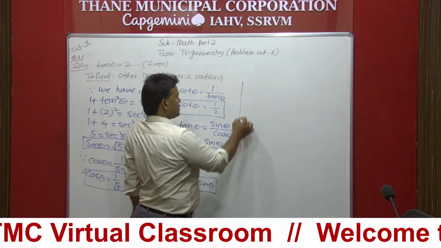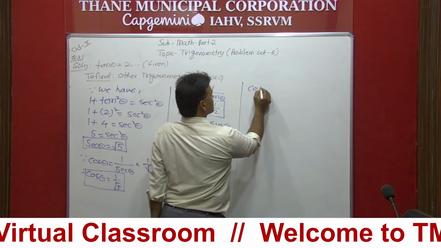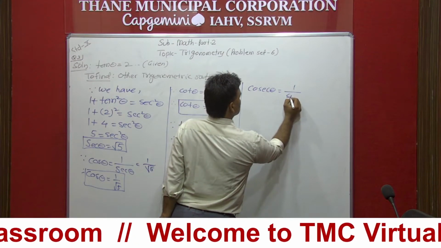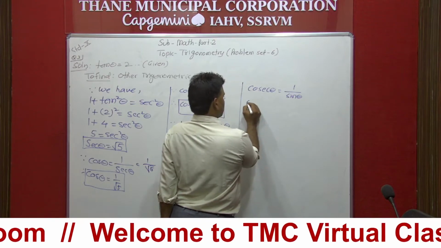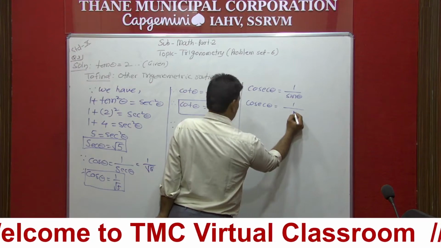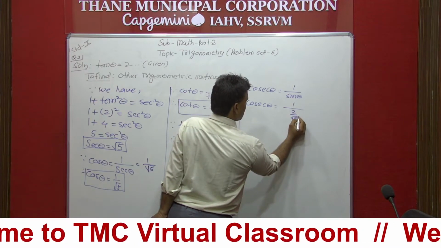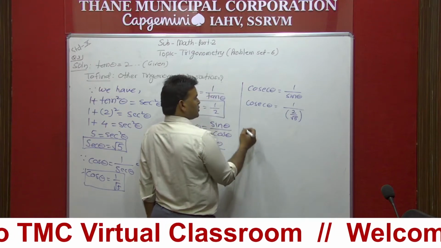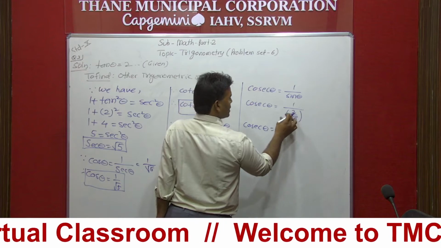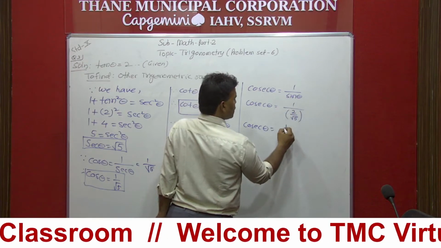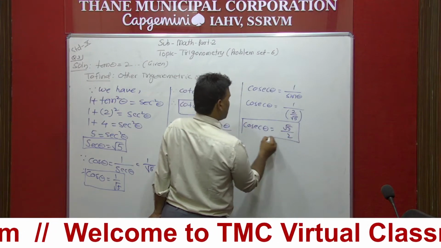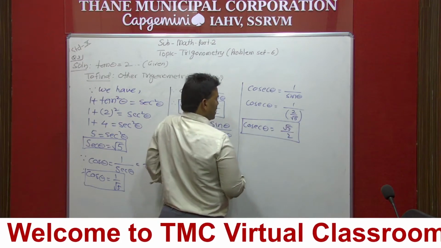The next step is cosec theta is equal to 1 upon sin theta. Cosec theta is equal to 1 upon sin theta, which is 1 upon 2 upon root 5. So here cosec theta is 1 upon 2 upon root 5. जब मैं ऊपर शिफ्ट करूंगा, reciprocal हो जाएगा root 5 upon 2. This is going to be our final answer for the cosec theta.